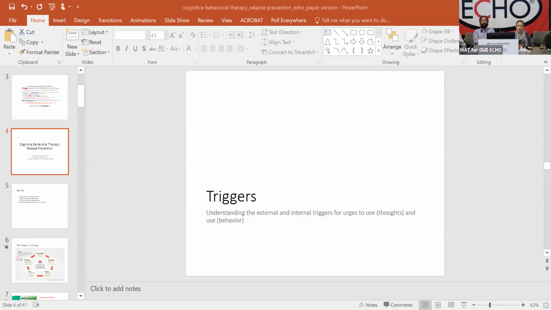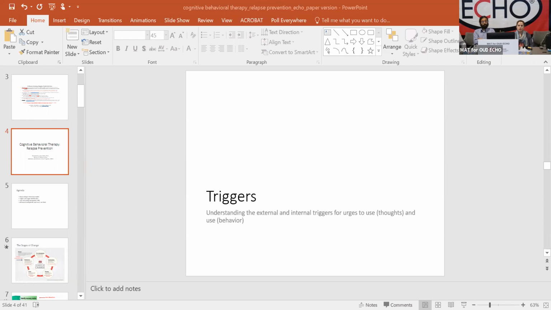Okay, so now for the next 10 minutes, I'm going to walk through some specific CBT relapse prevention interventions that could be part of a larger CBT program, if that's what you're using, or these could be standalone interventions that you might use as part of whatever your standard of care is at the moment.